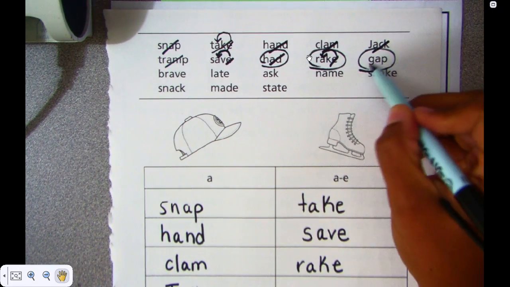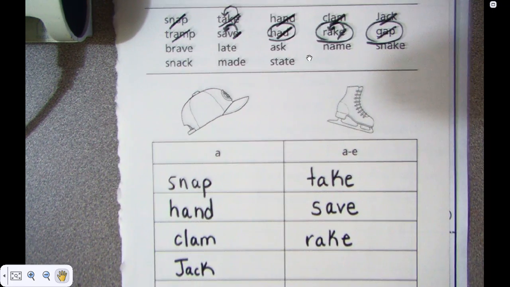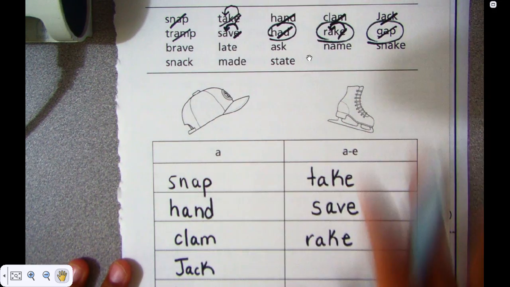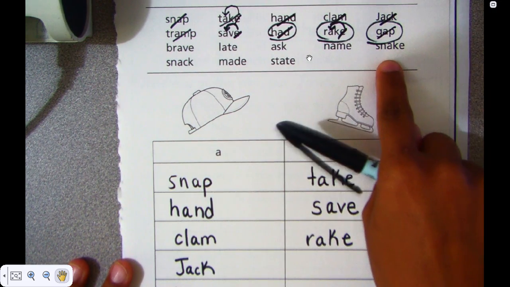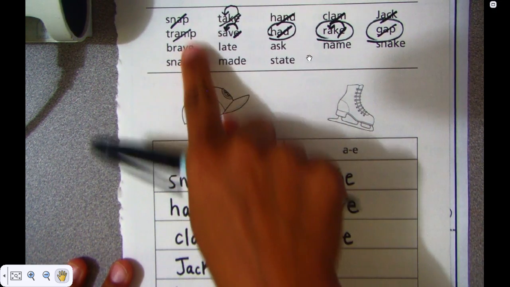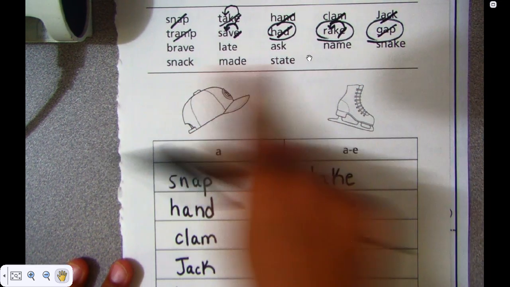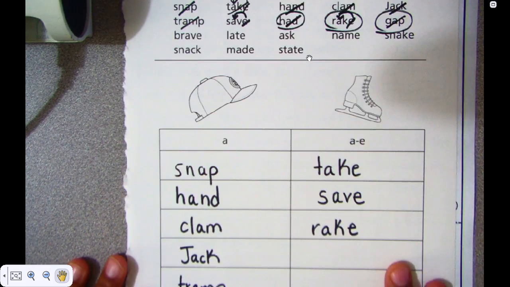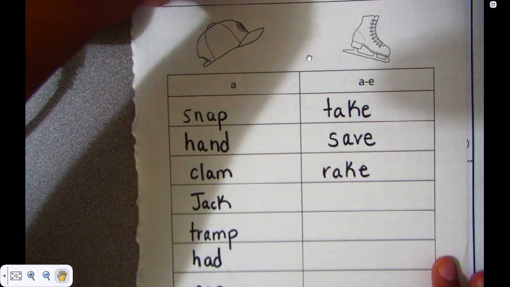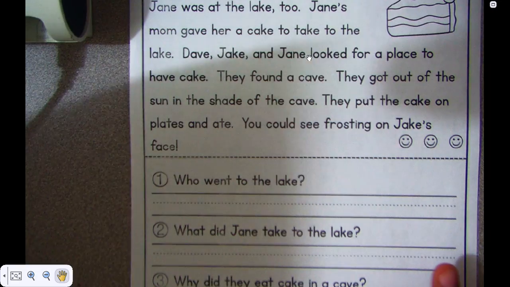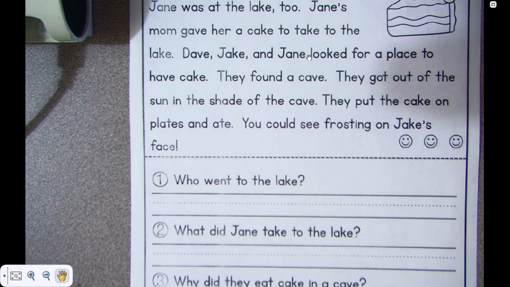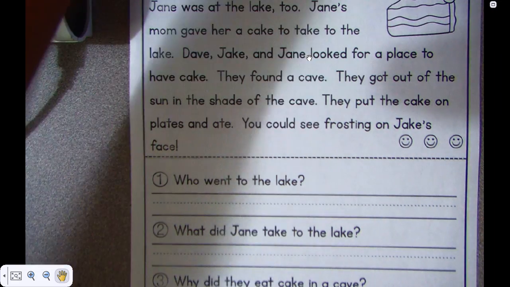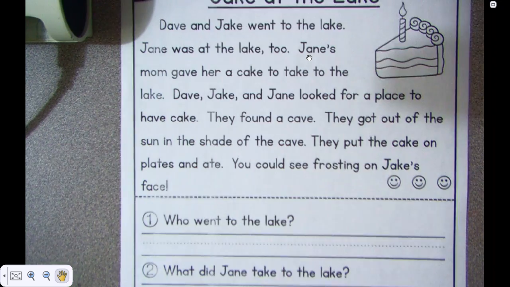Now what I'm going to do is I'll leave this sheet on Dojo for you guys, and it'll be nice and neat. It won't have the crossouts on it. Go ahead and see, can you sort these last 2 rows right here? And can you sort them under the short A or the A consonant E? So you can finish this activity and it'll be on Dojo. Because what I would like to do now is spend a little bit of time reading a text that has these A consonant E sounds, these long A sounds.